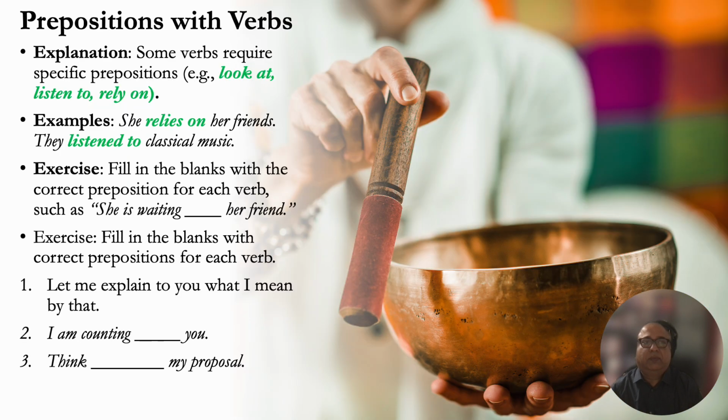Prepositions with verbs. So we just learned that so-and-so is good at something. So that's an adjective followed by a preposition. In this case, there will be verbs that are followed by prepositions. Some examples are, she relies on her friends. She depends on her friends. Correct? They listened to classical music. So this is important. Rely on, listen to, explain to. All right? These are verbs that are followed by prepositions.